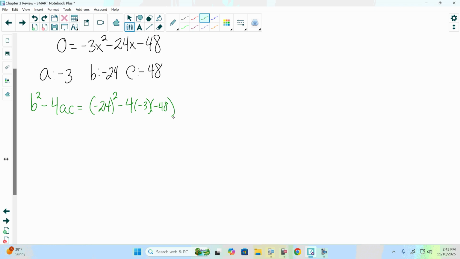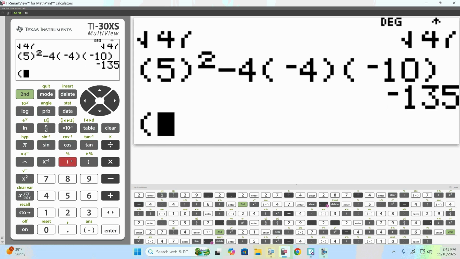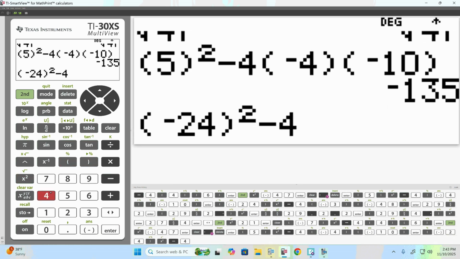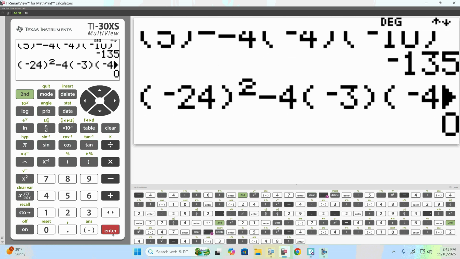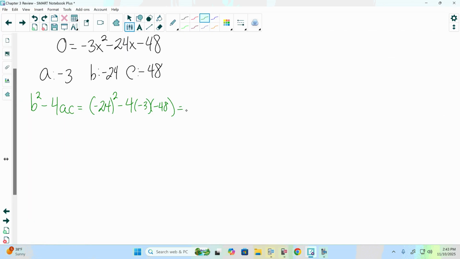Now to simplify from here, we just have to plug those values into b squared minus 4ac. And once we plug it into the calculator, hit enter, it tells us it is 0. So the value of our discriminant is 0, which means we have what? One real solution. Yep.